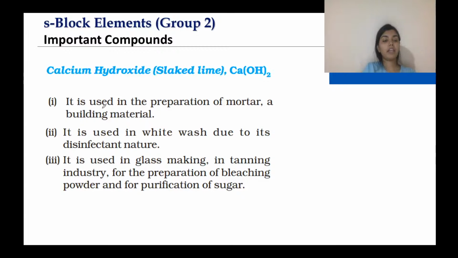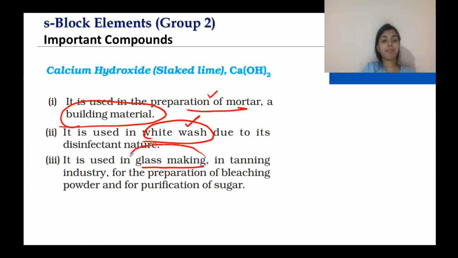Now, next is the use. It is used for the preparation of mortar, as we have seen previously. Mortar is basically a building material like cement or brick. It is used in whitewash, as we already know, at homes also. Third, it is used in making glass, and it is used in bleaching powder preparation.